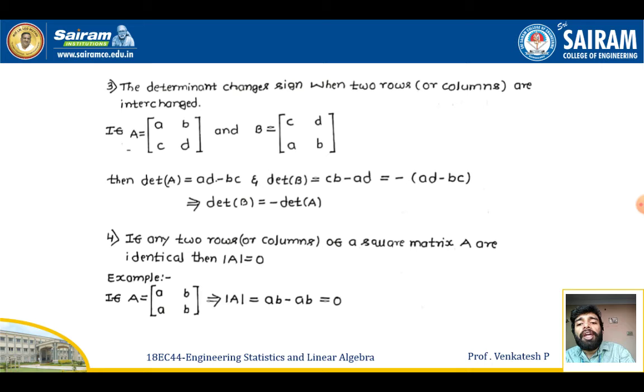Property number 4: if any two rows or columns of a square matrix A are identical, then the determinant of A will be equal to 0. Identical means two rows are equal or two columns are equal. For example, I am taking a matrix A equal to [a, b; a, b]. Since both rows are identical, if I expand this, I will get ab minus ab. The answer will be 0.